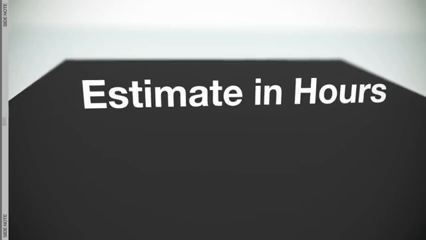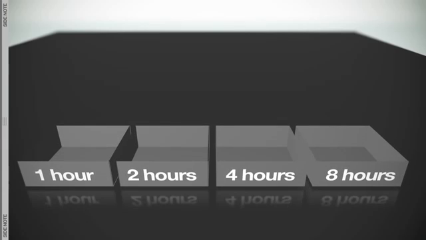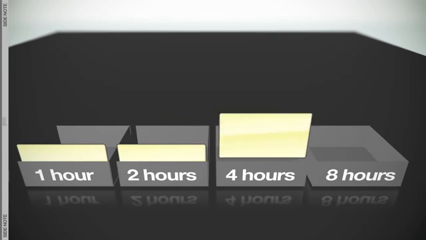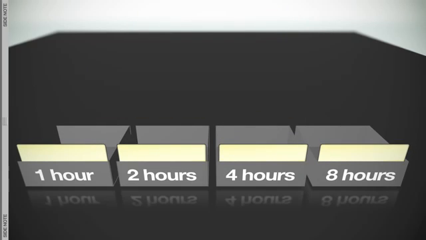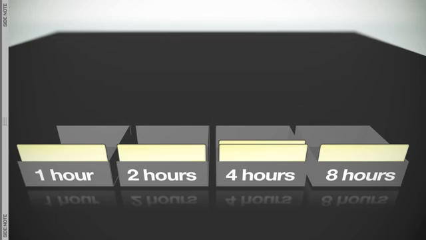I've found that the best technique is to estimate work in hours, but to use some standards in how estimates are done. For example, things that take less than a day to complete will be estimated as 1 hour, 2 hours, 4 hours, or 8 hours. Every item will fall into one of those buckets. There will be no 3-hour estimates, for example. A 3-hour item would fall into the 4-hour bucket.